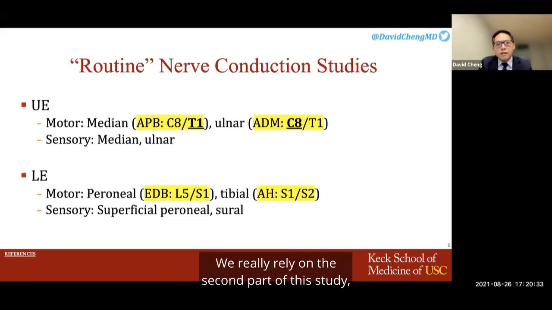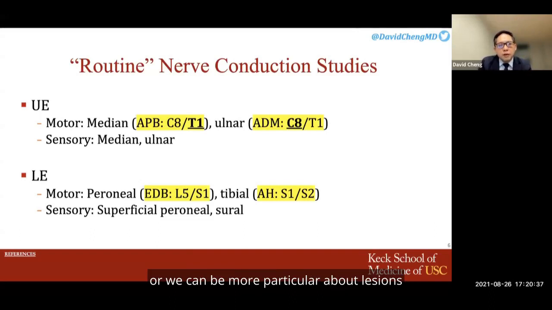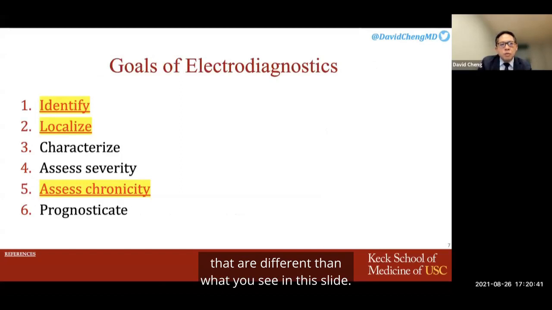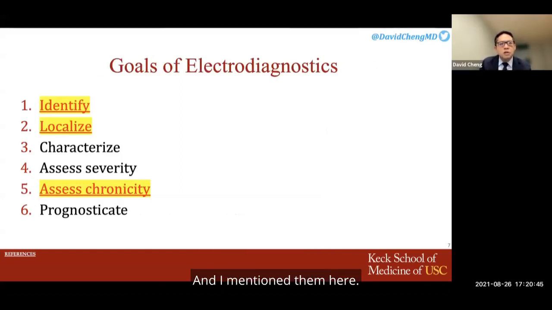We really rely on the second part of the study, the needle testing, where we can be more particular about lesions that are different than what you see in this slide. There are several goals of electrodiagnostic studies, and I mentioned them here, specifically for radiculopathy, specifically for our purposes in the Spine Center. We care about identifying the problem, localizing the lesions.